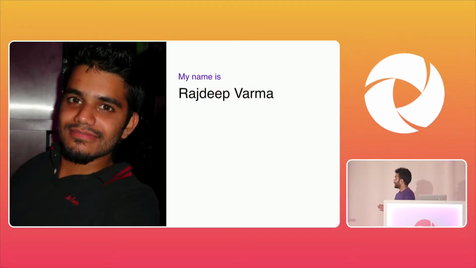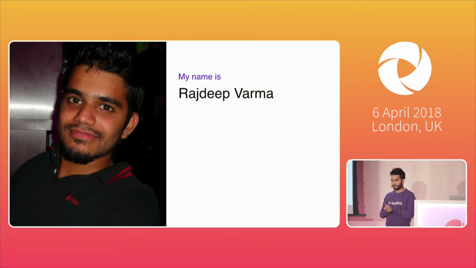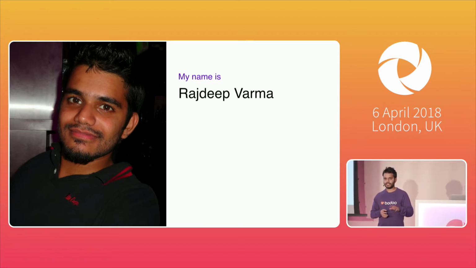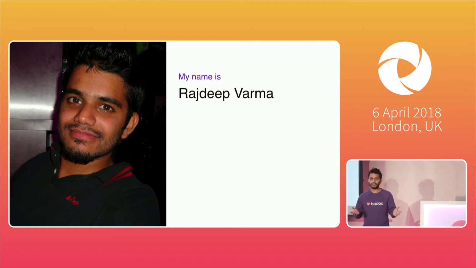This is me. My name is Rajdeep. I've been doing UI automation for the last 9 years now. I've been a contributor to the Calabash Android project, both the client and the server side. And I'm the author of some open source utilities for improving automation. And I recently started using Appium at Badoo. That's the place where I work.